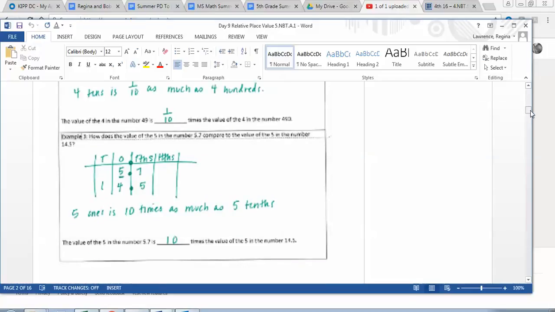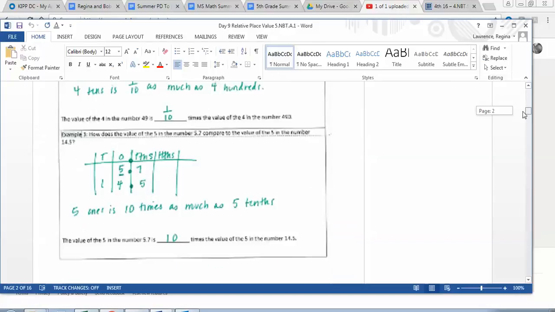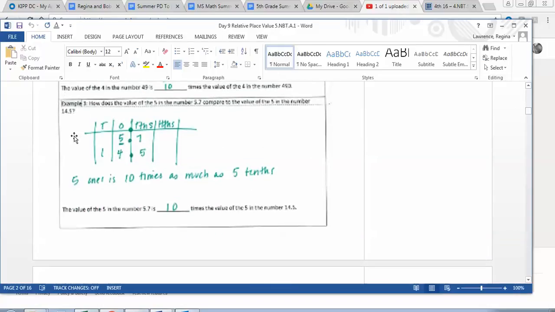Now we're going to do it with some decimals. How does the 5 in 5.7 compare to the 5 in 14 and 5/10? So the 5 is in the ones place, this 5 is in the tens place, this 5 is 10 times as large as this 5. This would be a good place to stop and ask students, what strategy am I using to show my work for this? Again, what we really want students doing for each one of these problems is creating place value charts, just like I've done here.